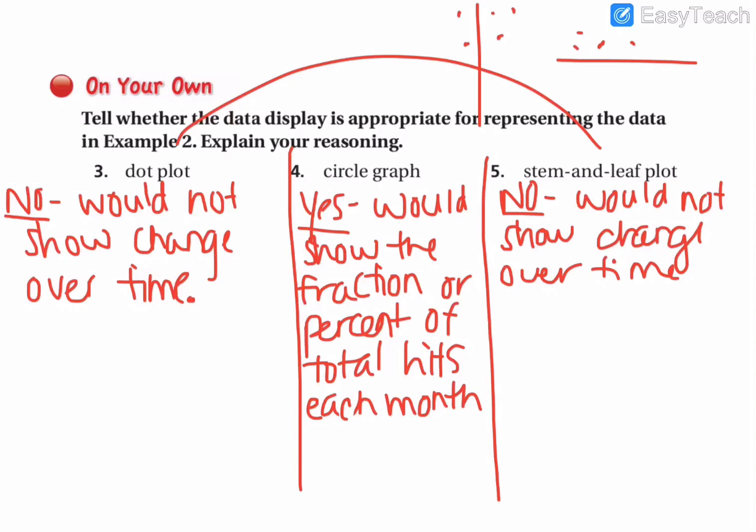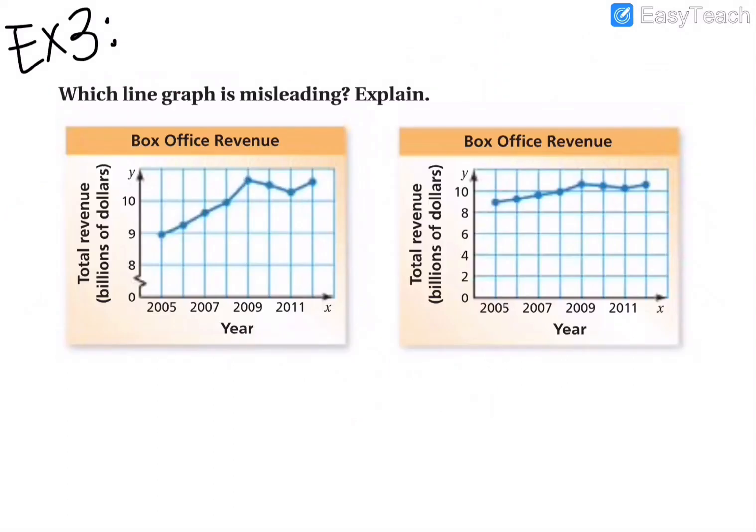Circle graph though, yes, it would show the fraction or percent of hits each month. So visually you could look at that very quickly and decide that was an appropriate display. And just a side note here, that's the point of all of this. Statistics are huge, as we know from our persuasive essays. If you can capture somebody's attention very quickly and they can see what it is that you're trying to show, that's the point of using these appropriate data displays.